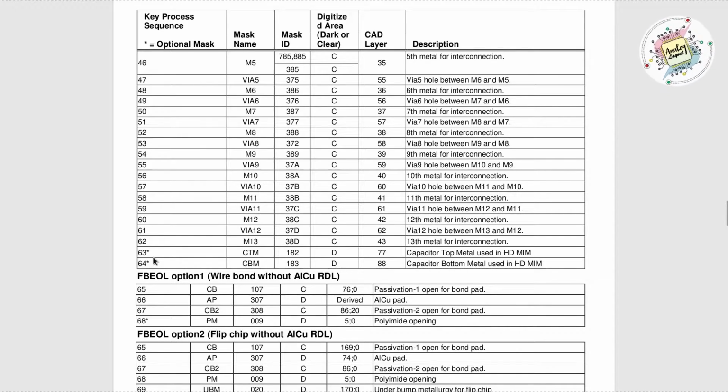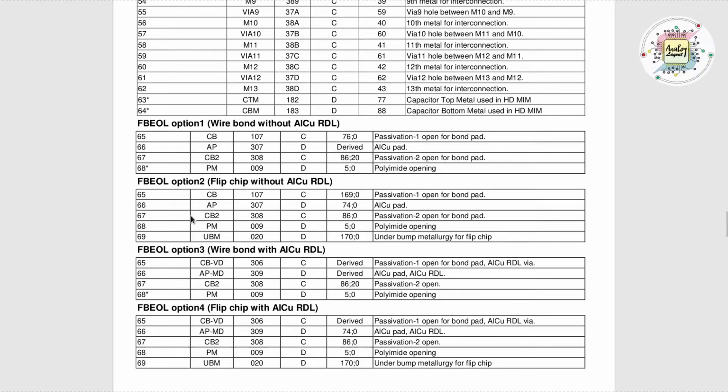After the 64th step, there are certain extra steps. M13 is the topmost regular metal, but after fabricating M13 we have a top metal. Top metal is nothing but what provides the connectivity between the bond pad and the IC. That is our AP metal. Most of the people will use AP metal only. The AP metal is the top metal. By using this AP metal, they will distribute the power and ground and whatever signals are coming from the bond pad.